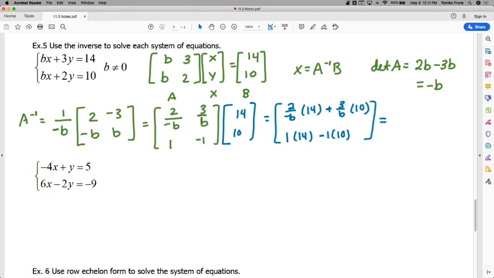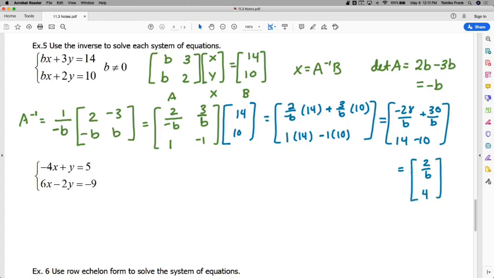All right, it looks like our final answer is going to be negative 28 over B plus 30 over B, and then 14 minus 10. Okay, so simplify that. We get 2 over B, and then we get 4. So X is equal to 2 over B. Y is equal to 4. Okay, that's the final solution there using the inverse matrix.